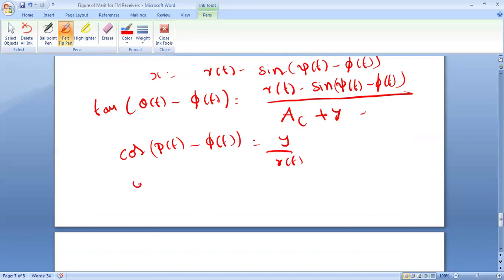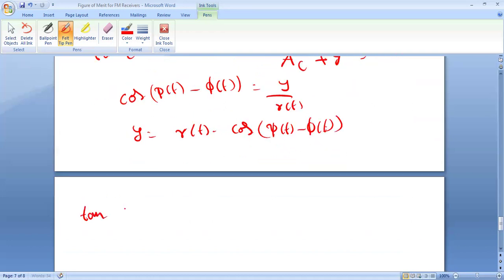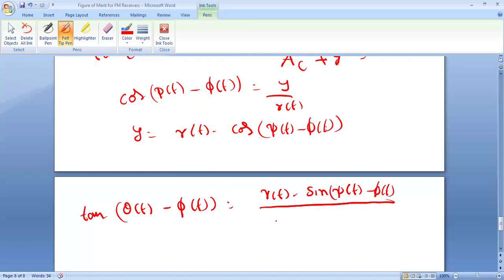So what is y now? y equals r of t into cos of psi of t minus phi of t. This must be substituted there. So tan theta of t minus phi of t equals r of t into sin psi of t minus phi of t by Ac plus r of t into cos of psi of t minus phi of t.